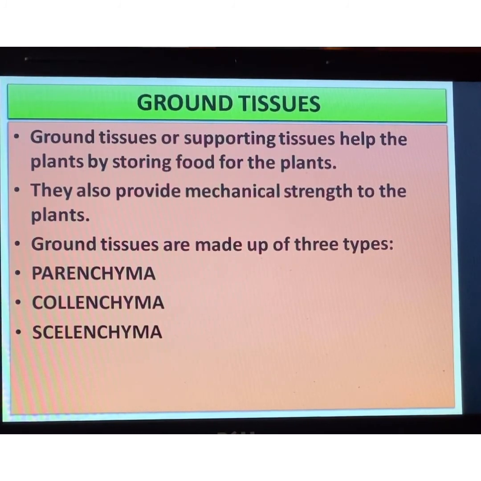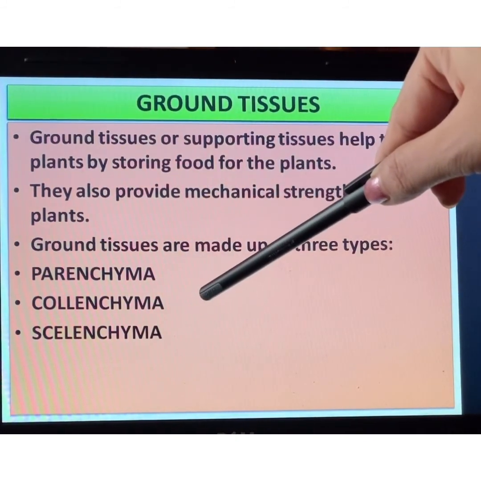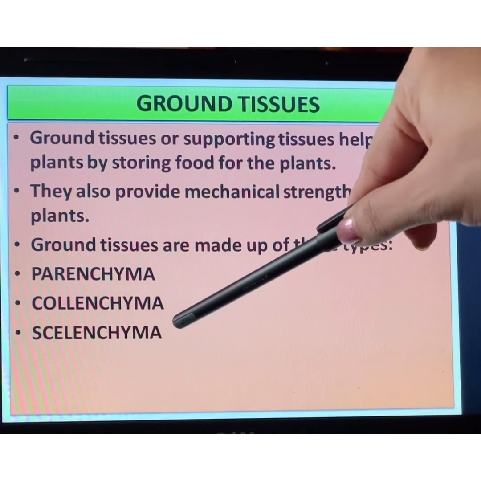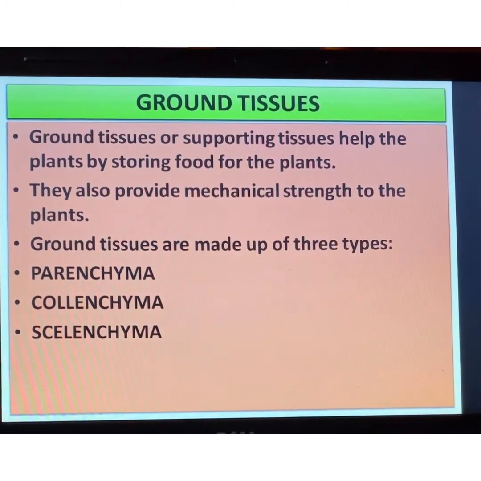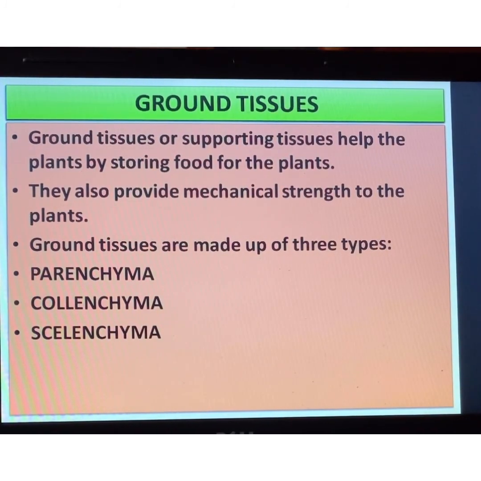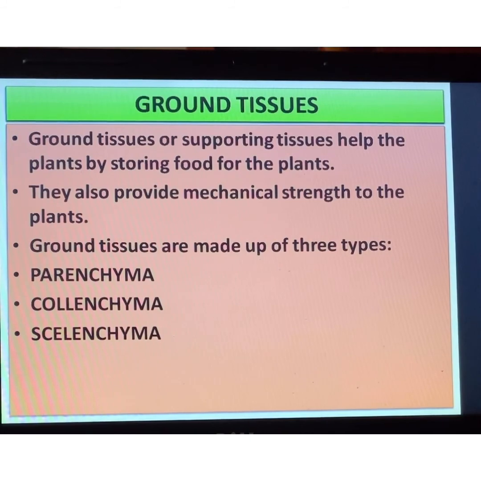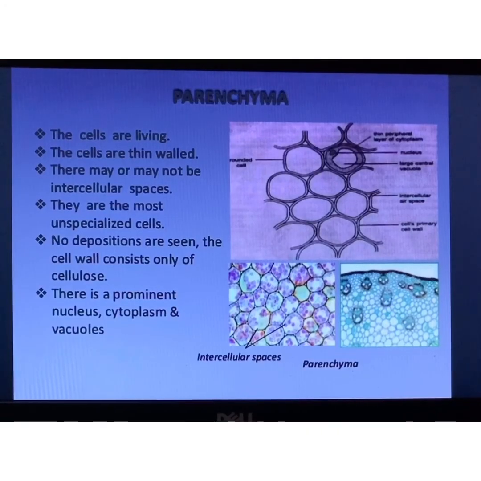So that strength provided to the plant is by these ground tissues. And what are the types of ground tissues that you are going to learn? Parenchyma, collenchyma and sclerenchyma. All right, so what you're looking at is basically the three types of ground tissue: parenchyma, collenchyma and sclerenchyma. Let's begin with the first type of tissue, that is parenchyma.